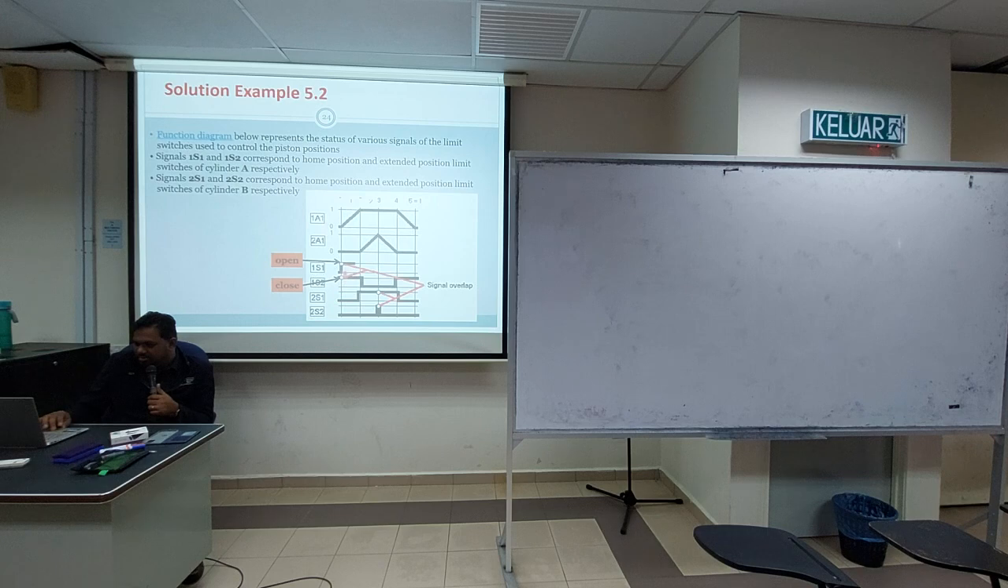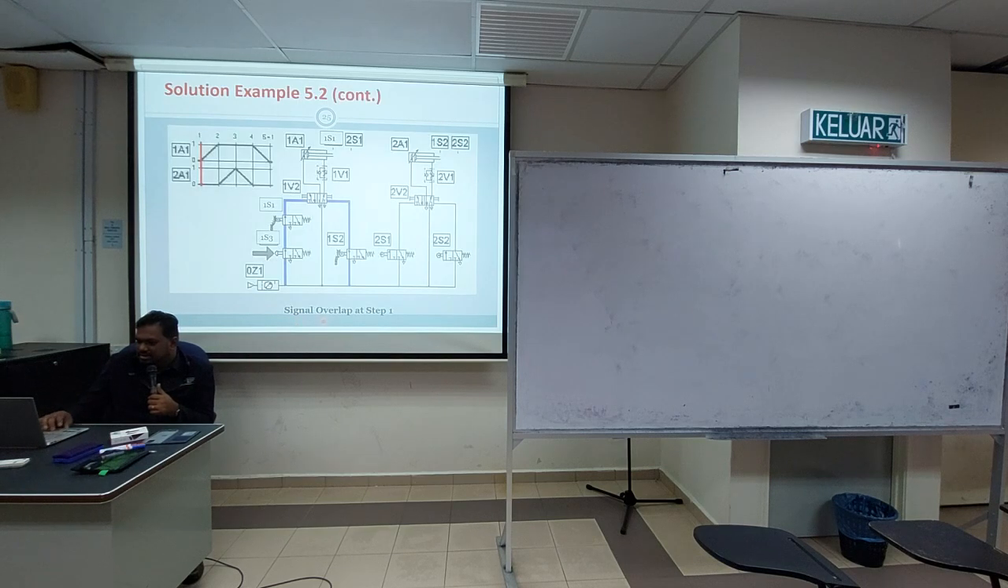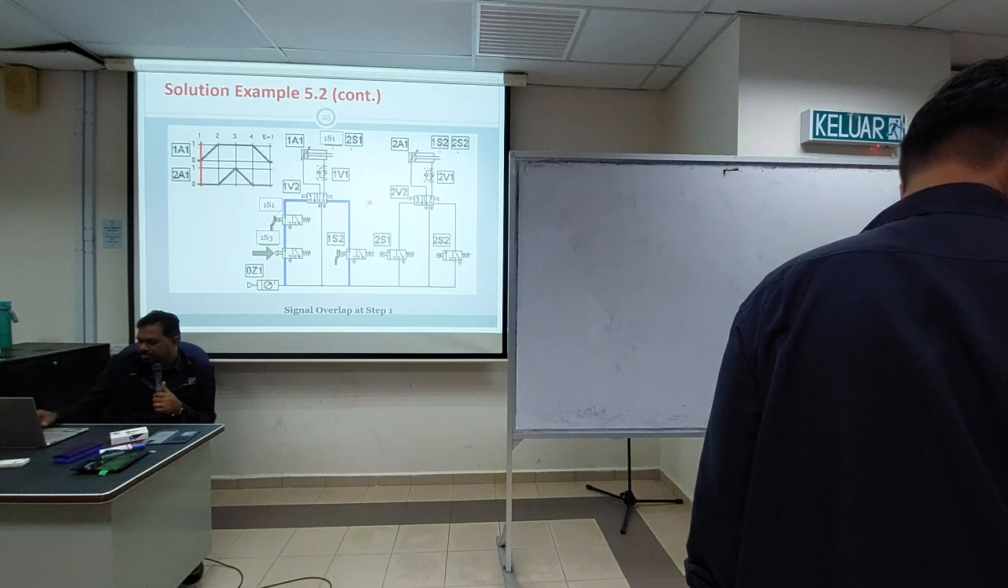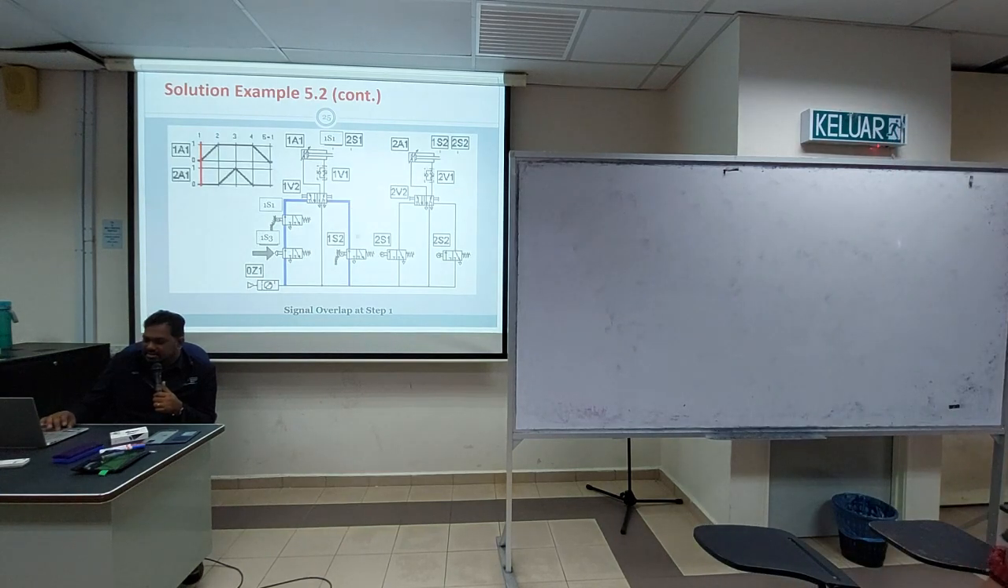You can see both are input, so 1 1. It will cause a signal overlap. This is what a signal overlap looks like. Both sides receive input and it cannot decide which one to choose. In this case, you need to introduce something for the valve to decide. You tell it how to choose.